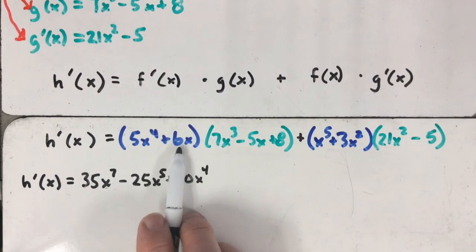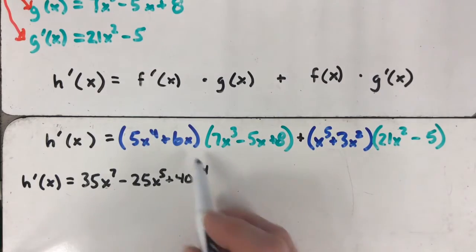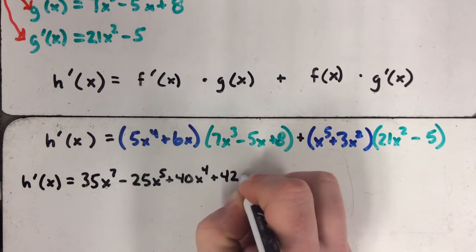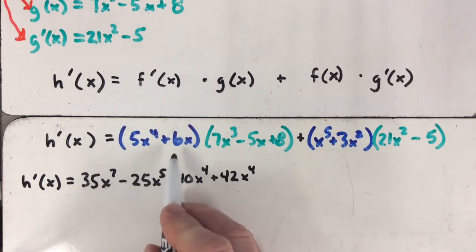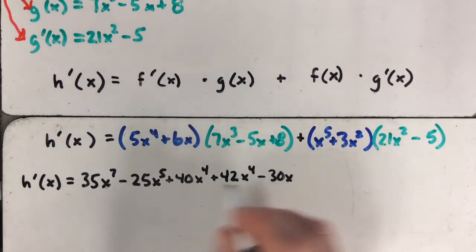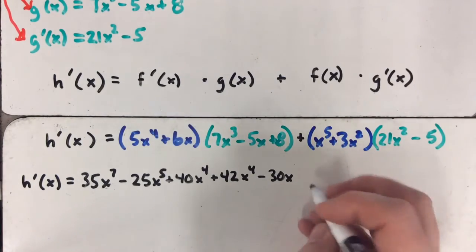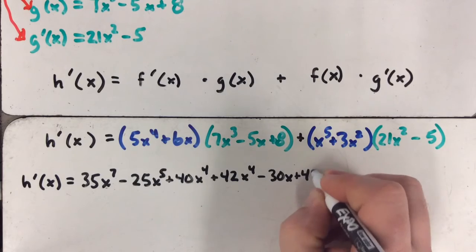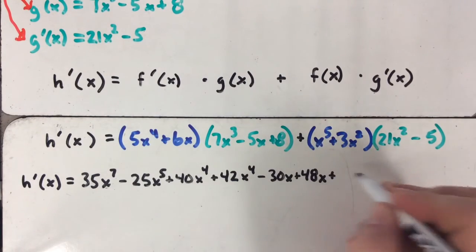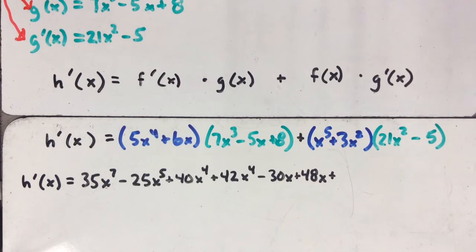Now I need to multiply the 6x into all 3 of those terms. 6x times 7x cubed is 42x to the 4th. 6x times negative 5x is a minus 30x. And 6x times 8 is 48x. Then we get the addition symbol, and then we have these two that we have to multiply together. This is a binomial times a binomial, so this is just going to be foiling.